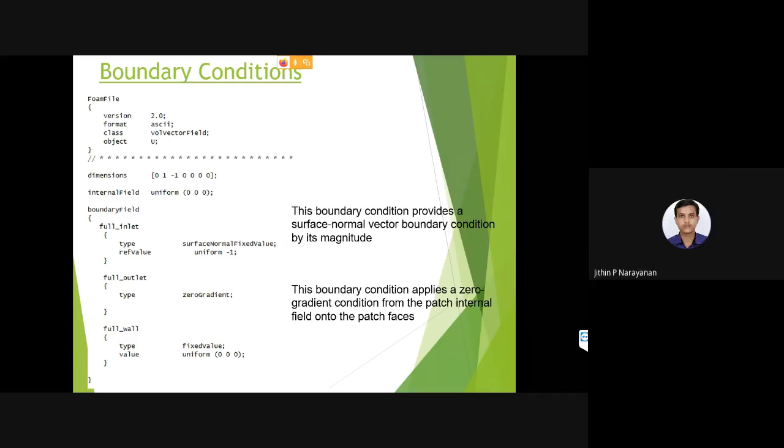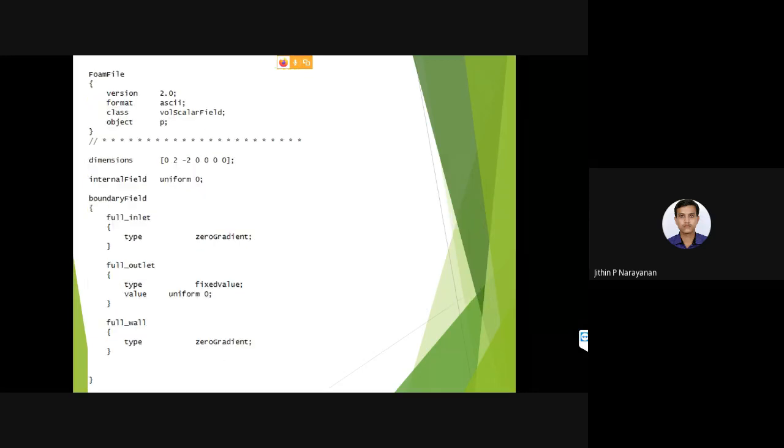So, sir, one more thing. For giving a particular gauge pressure, if you want to give some gauge pressure value instead of having atmospheric pressure zero, where do we need to put this pressure value? If you have some outlet pressure, you can give the value here. Here, in the outlet, uniform is given as zero.